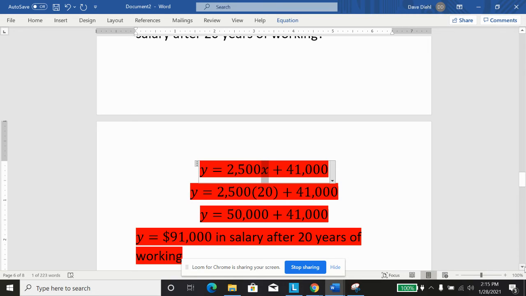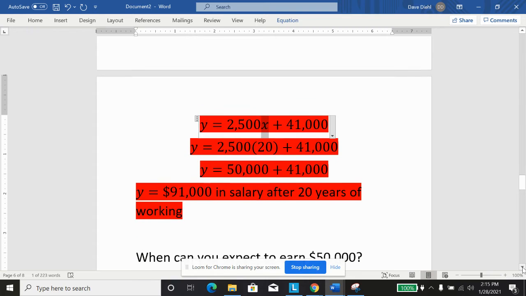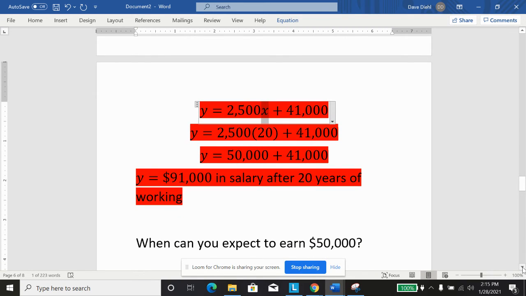And you could tell your boss, hey, you know what? Based on this, I'm only going to be earning this much after 20 years. I think I should be earning more. And you can make an argument that way. Now it can work the other way too.